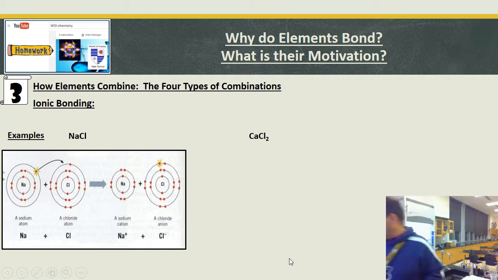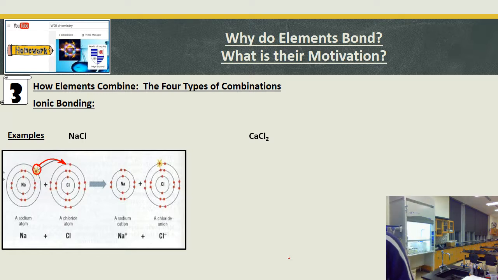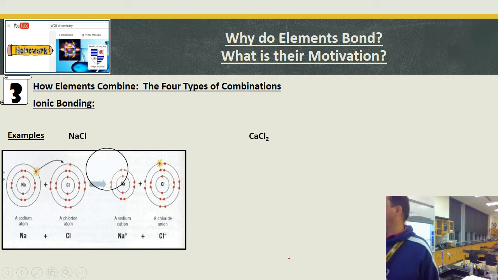This picture that I put up is really excellent at showing you what's happening and why it's happening. This electron from sodium in its third valence shell is jumping over to there, and you can see it. There it is. So it's been completely transferred from one to another. This is like I drop $1, you pick up $1.